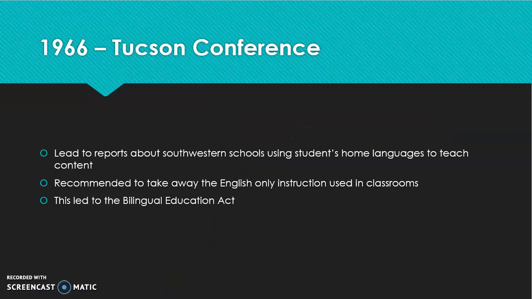Next, we have the Tucson Conference from 1966. This conference led to a report that was published about innovative schools that made use of the students' home languages to teach content in southwestern states. The report recommended to take away English-only instruction laws and stated that instruction throughout early grades should be taught with English as a second language. This then led to the Bilingual Education Act of 1968.